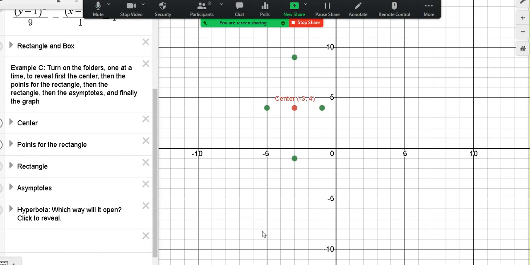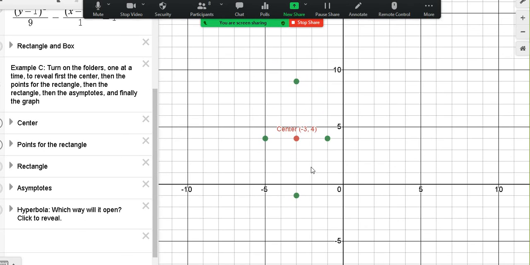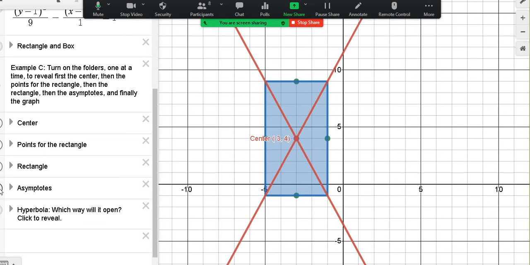Then what do we do? We've got all these points. What do we do next? Draw the box. Yeah, draw the box. And let me help you with that. There's this button here. It says rectangle. Click that. That's pretty cool. There's your box. And then after you draw the box, what happens next? Draw the diagonals, aka the asymptotes. That's those right there.